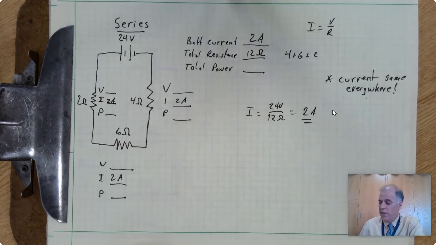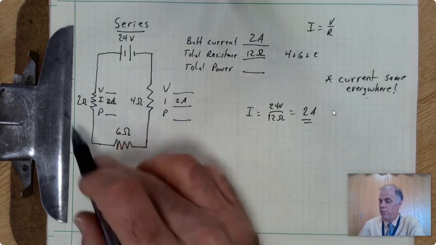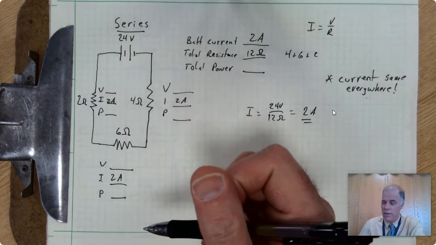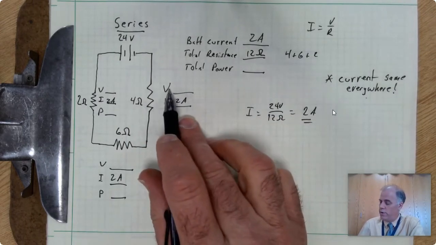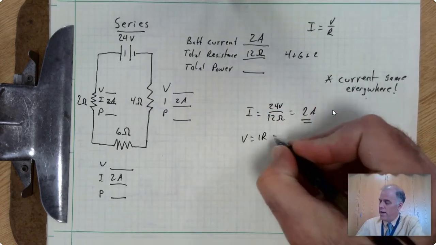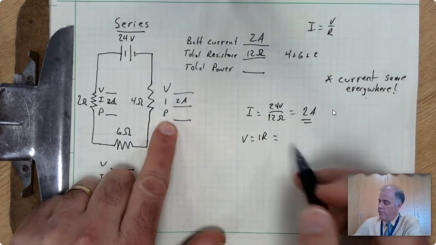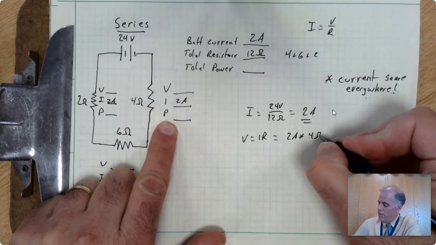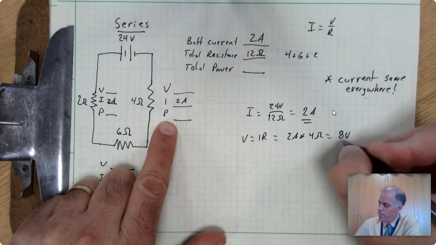And now we're set because we have 2 out of the 3 variables that we need for Ohm's law, and we can figure out the other information. So for this one here, we'll use the form of Ohm's law, which is V equals IR. So we have V equals 2 amps times 4 ohms is equal to 8 volts.